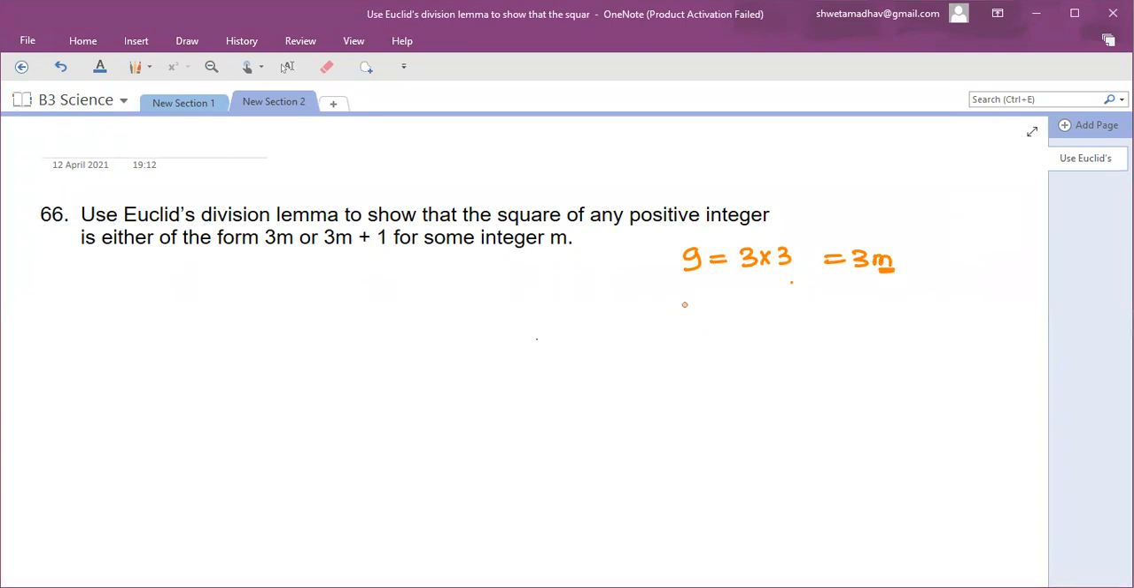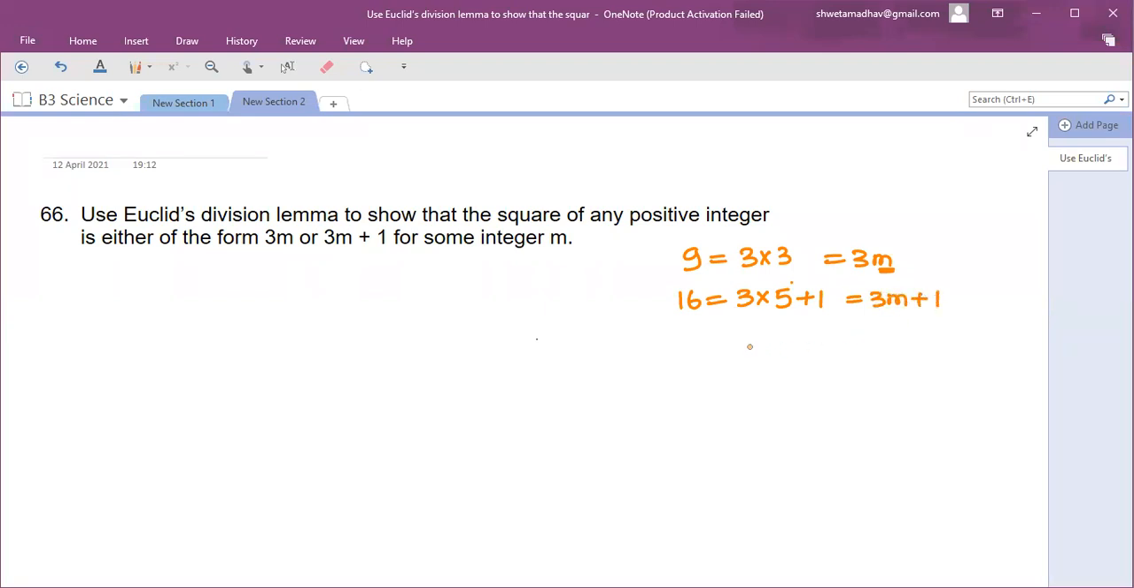Any other? 16. When you divide 16 by 3, what do we get by the division algorithm? 3 into 5 plus 1. The remainder is 1. So this is of the form 3m plus 1.